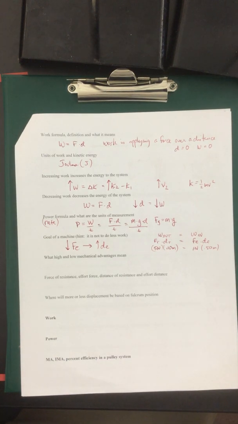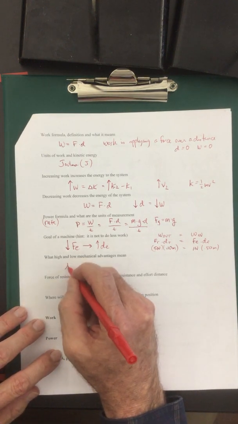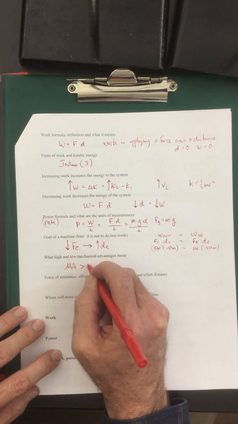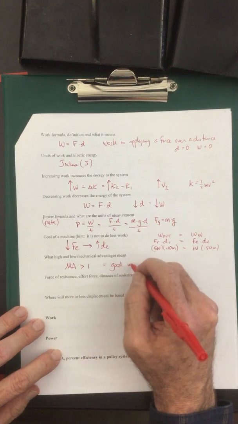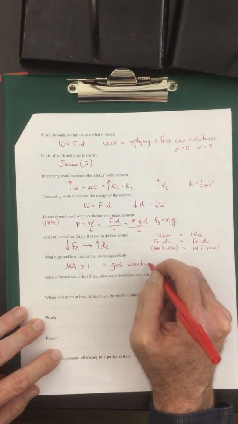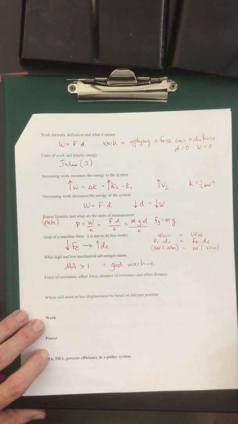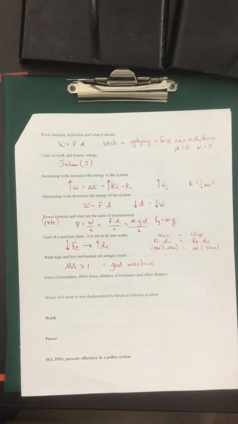What do high and low mechanical advantages mean? If you have a mechanical advantage that is greater than 1, that means you have a good machine. The higher your mechanical advantage is, the better the machine is.